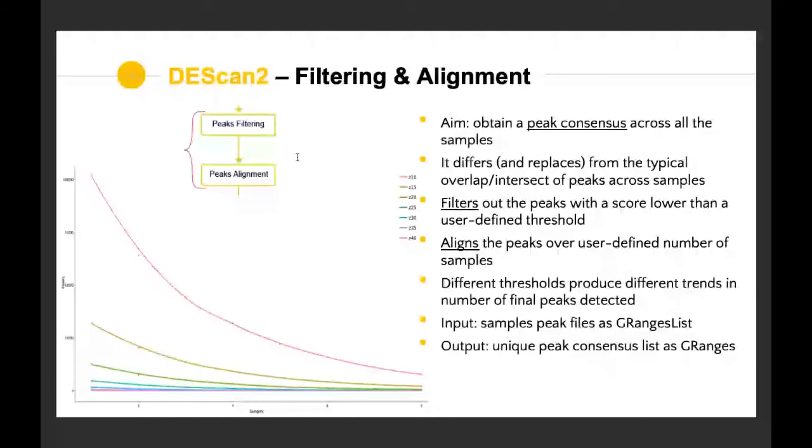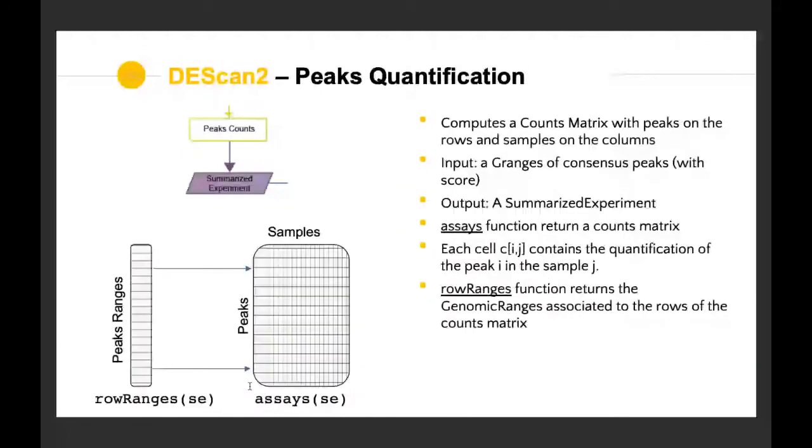And the alignment wants to align the peaks across multiple samples. So the user can define the minimum number of samples where the peaks have to be detected. So in the end, we have a consensus list of the peaks in the form of genomic ranges. And we use this to construct a count matrix where on the rows we have the peaks and on the columns we have the samples. And we produce as output a SummarizedExperiment because we can also preserve some other information, for example, some metadata on the peaks in this rowRanges data structure.